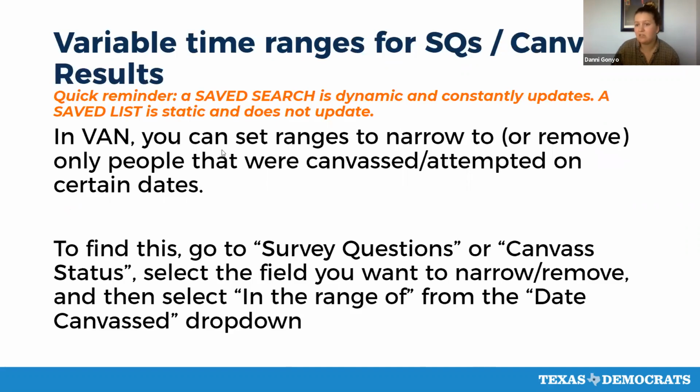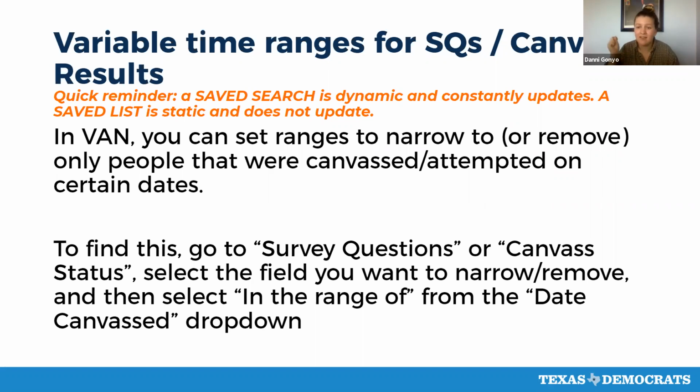Another thing that is particularly helpful for dynamic universes that need to update over time is having variable time ranges for survey questions and Canvas results. Just a quick caveat here. If you are doing anything based off of variable time ranges, either in survey question responses, Canvas status, activist code responses, anything like that, make sure you're always saving it as a saved search and not as a saved list.